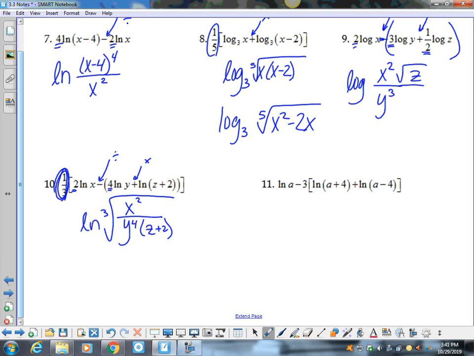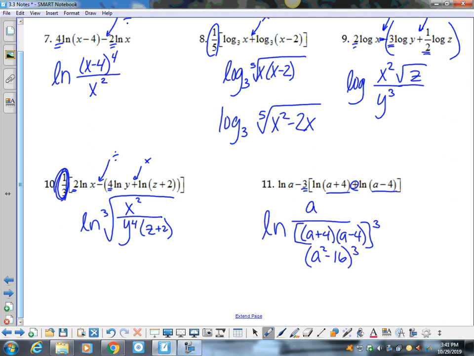And I can't clean any of that up. Number 11, ln of a over... This is a power for the a on the bottom. This times this, so a plus 4 times a minus 4, and all of that is cubed. You could log this and write it that way. It doesn't matter. It doesn't matter at all.